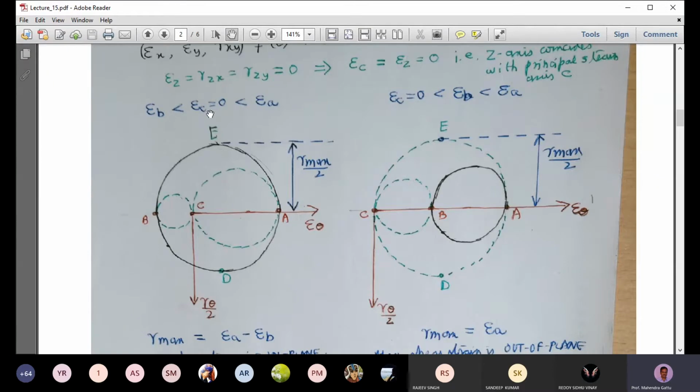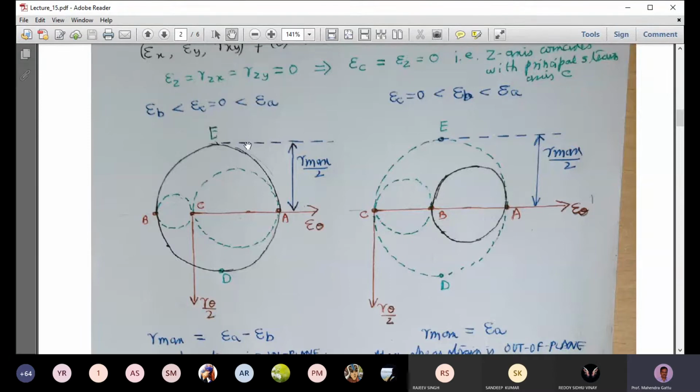And we can draw a Mohr circle by rotating about the b axis. So we will get this circle, which is passing through C and A, and we can draw a Mohr circle for rotation about the A axis. We'll get this circle which is passing through B and C.